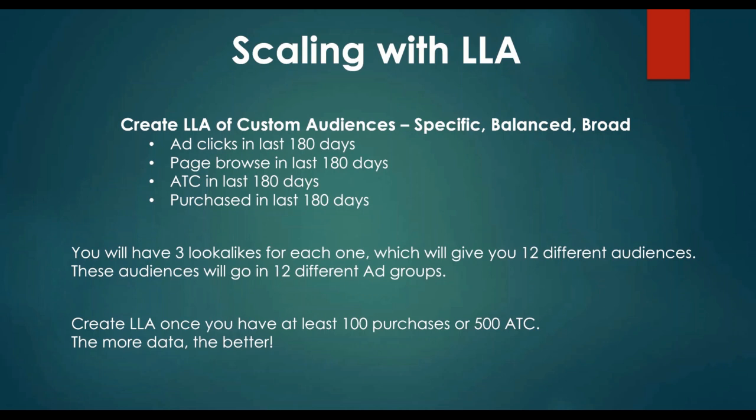For example, if you want to gradually increase your budget as well, once you get 500 ATCs, create a lookalike audience of only ATC. Then if you're satisfied with it and you're getting a lot of purchases, then move on to creating a lookalike audience for those who have made a purchase.